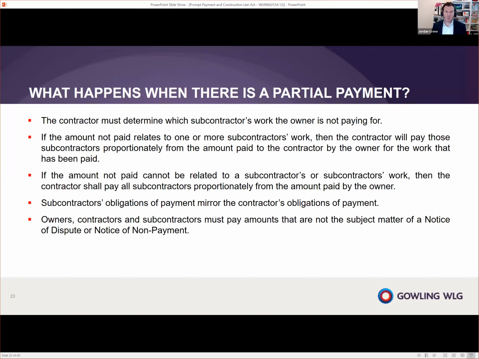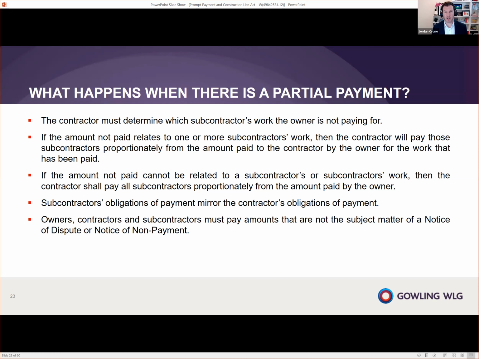So what happens when there's a partial payment? We talked about, and I think it's worth highlighting, that if the owner takes an issue with the invoice and it's one line of the invoice, it's not the entirety of the invoice, the rest of the invoice is still payable. It's only that one line that they've taken issue with that's not payable. So that would make it a partial payment, right? Because they've taken issue with one line of the invoice, they've issued a Form 1. So now we have to figure out, okay, how do we deal with this partial payment?